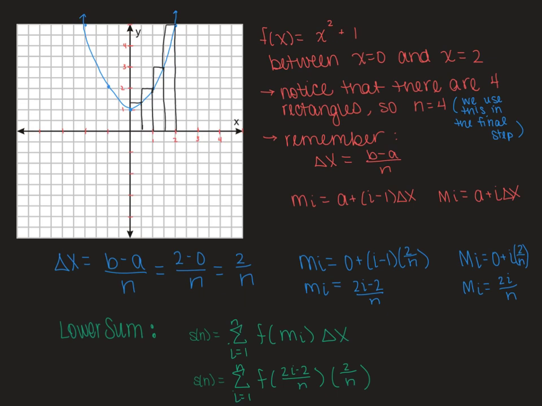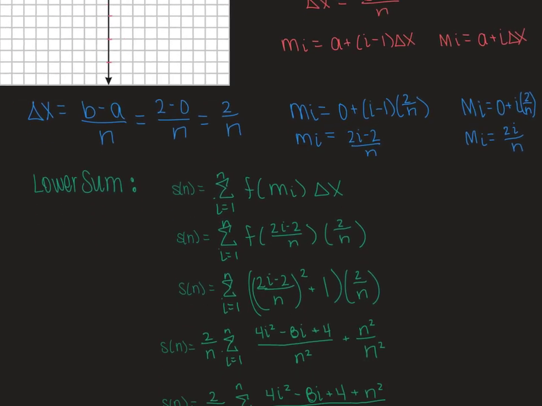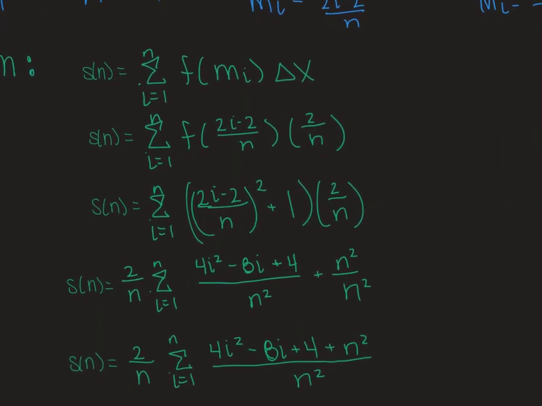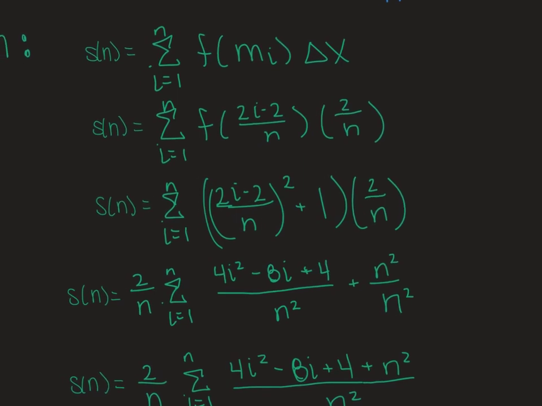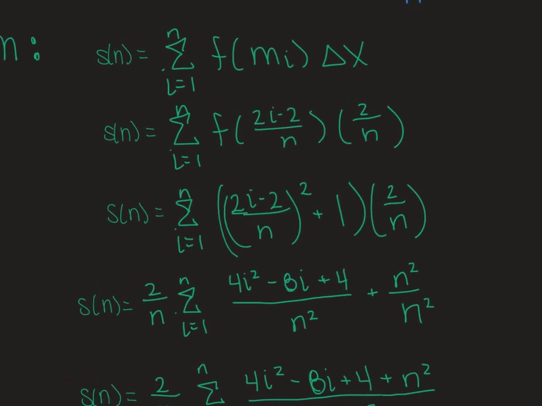So now let's work on our lower sum. So lower sums use the little m sub i. So it's always going to be the summation, and notice how it's a lower sum, so it is a lowercase s of n, and it's going to be the summation. We're going to plug in little m sub i into our function, and we're going to multiply it times our delta x that we found.